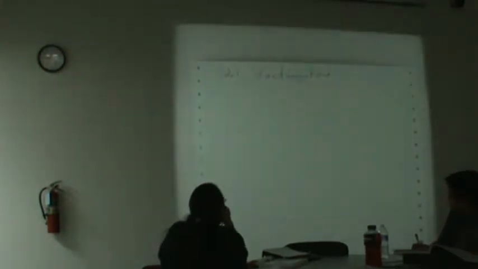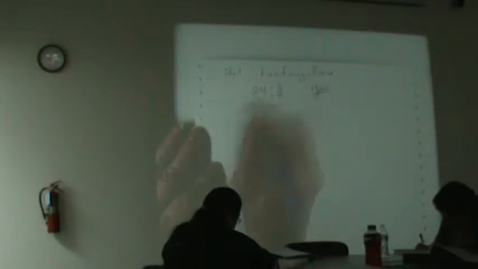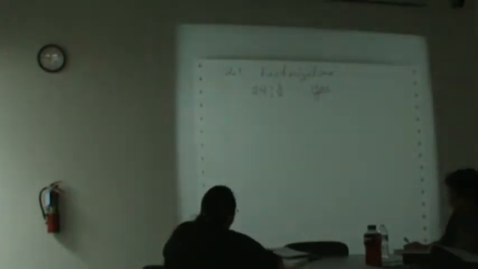Okay, 2.1 factorizations. It has two numbers, and it asks you if the second number is a factor of the first number. So if it gave you these two numbers here, is the second number 8 a factor of 24? Yes. That's all you have to do. See if this is a factor of that number. You don't have to show any division or anything, okay? It's just asking you that question.